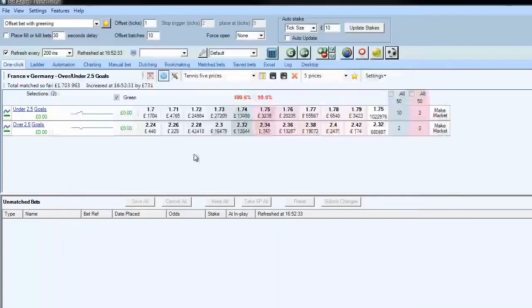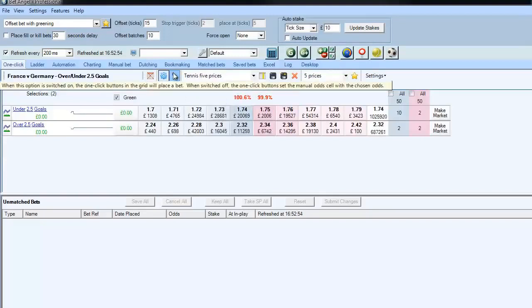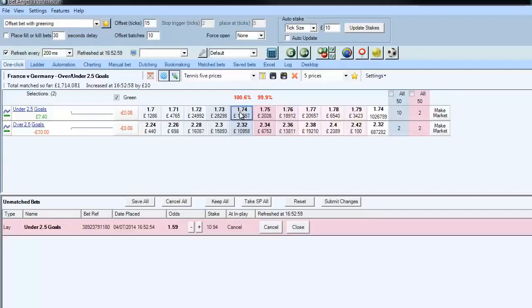So what we're going to say here, we're starting at 1.75. If I go in and I say offset by 10, that will be 1.64. If I go in and offset by 15, that will get us more or less where we want to go. Force open set to none, stake is set to £10. If I click here, BetAngel will place the back bet. In fact, this here was stopping me from placing the bet, so I've just unticked that. If I click here, that will place the back bet. BetAngel will offset it at 1.49. We will keep the bet, and that trade is now underway.